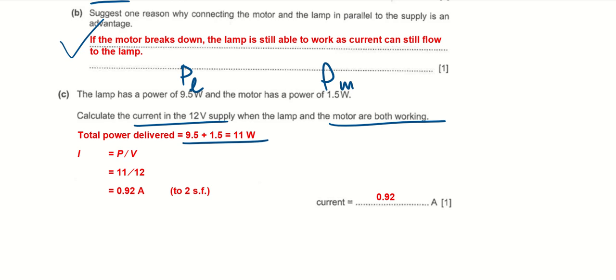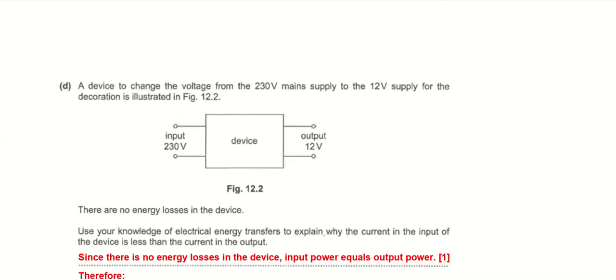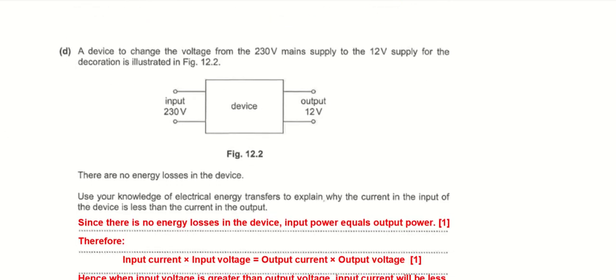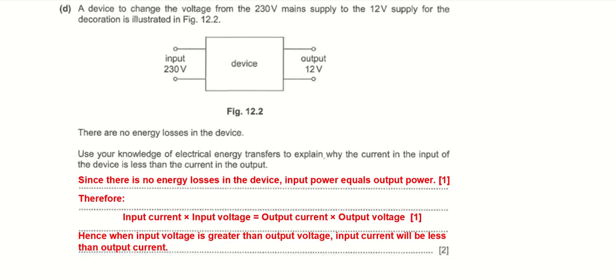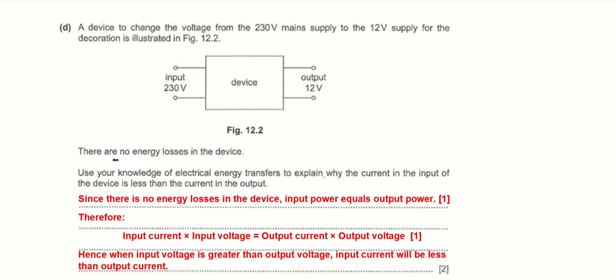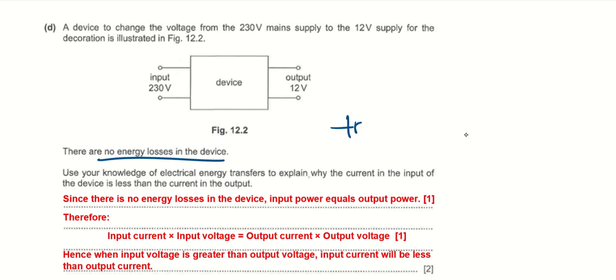P equals I times V. Sorry, I equals P over V, or I memorize as P equals IV. So since I have P, I have V, I can find my I, so 0.92. Now a device to change the voltage from 230 to 12 volts. Okay, so there are no energy losses. So this is actually a transformer, this device.